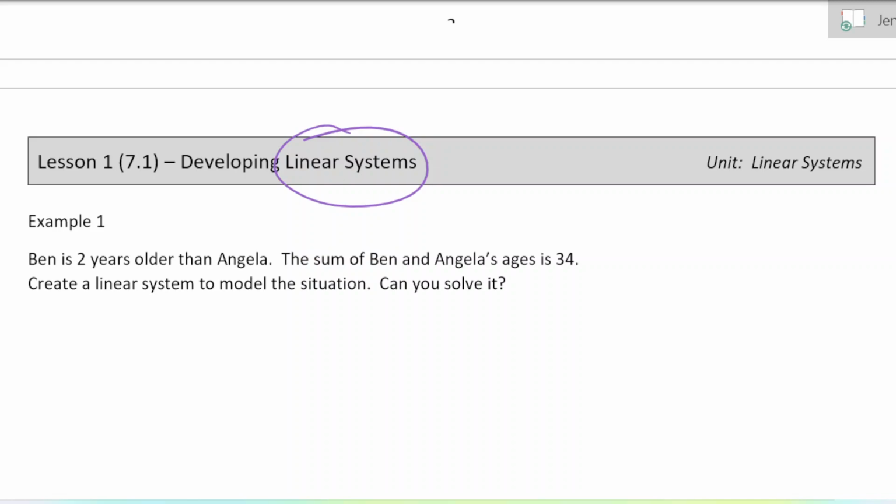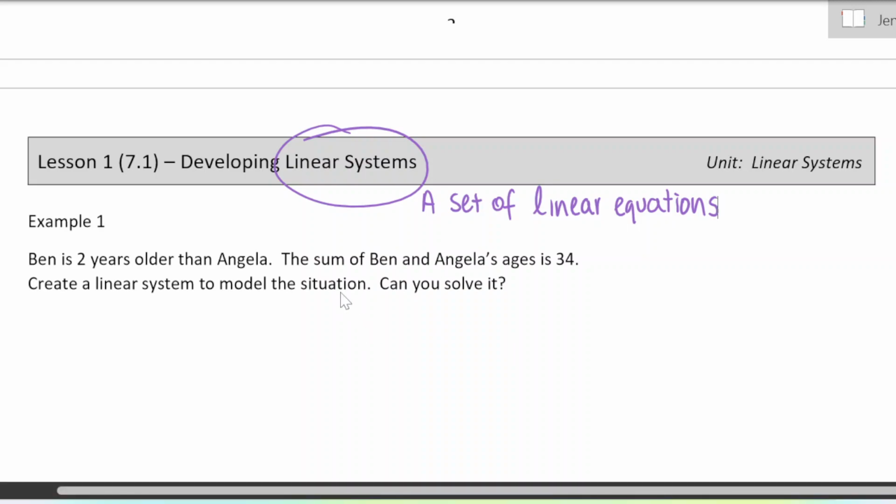It's just when you have more than one linear equation. So it's just a set of linear equations. We've seen lots of examples of linear equations in this course. We did a whole unit on them just last unit. So we're going to be dealing with not one, but two linear equations in this unit together and figuring out how do we solve those things.